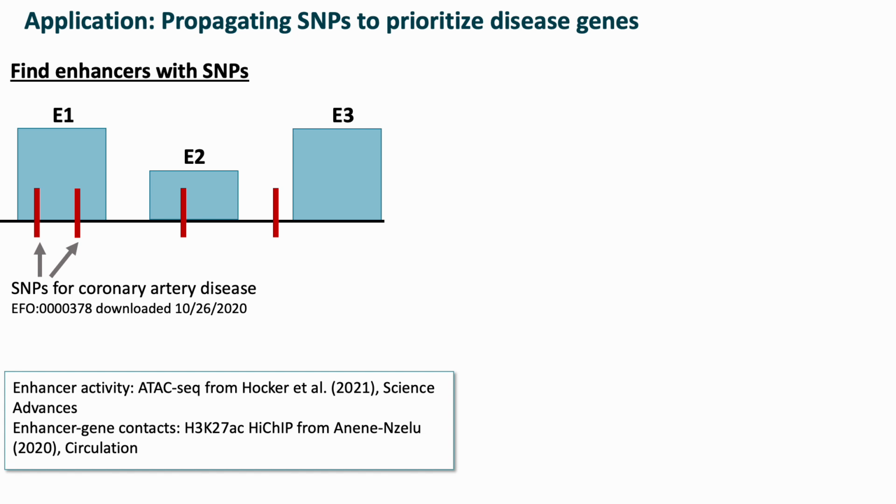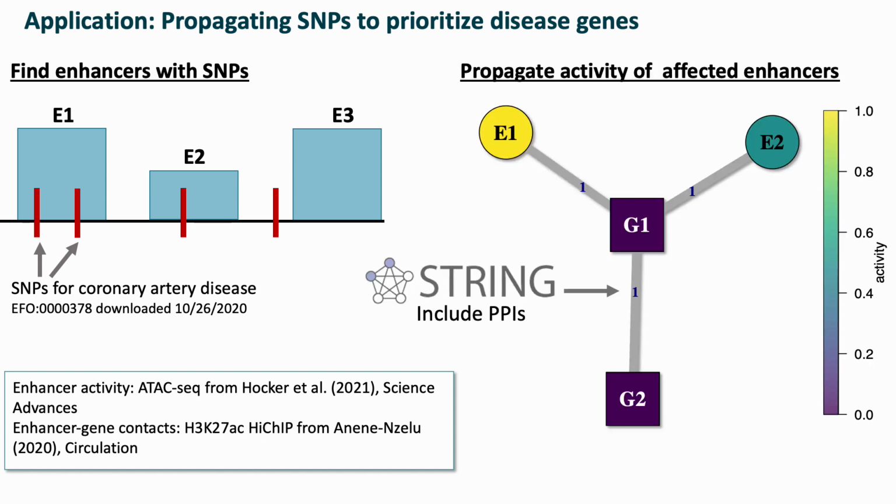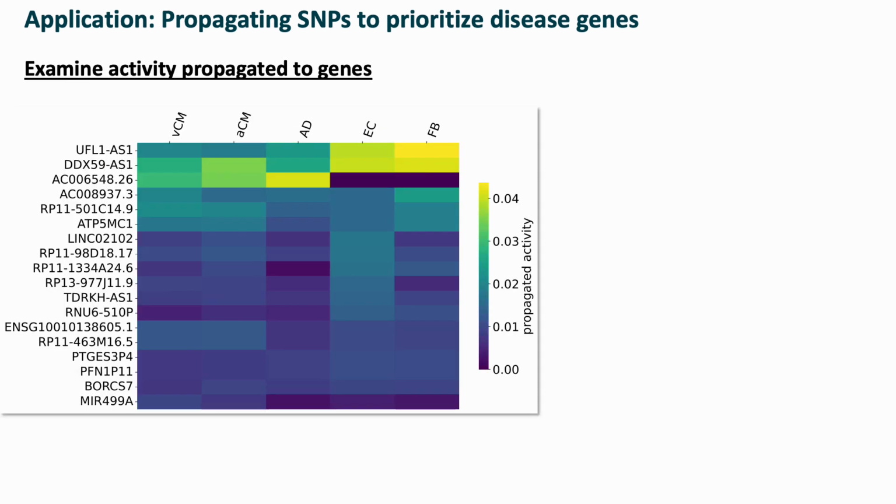disease genes. So first we want to find enhancers which are affected by a SNP, or which just happen to contain a SNP. And then we build a network from these where we only include enhancers which have a SNP, as well as all genes, and also add gene-to-gene edges as protein-protein interactions from the STRING database. An example of what you could do with it: we show the top 10 genes for a certain set of cell types, where we use the enhancer data to see how much activity of the enhancers with a SNP is propagated to the different genes.